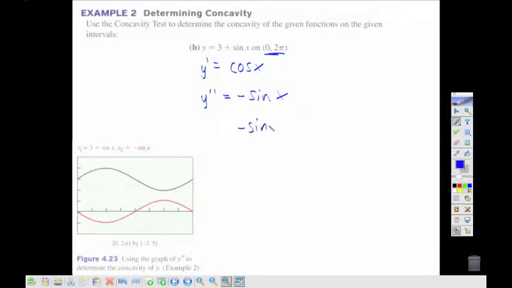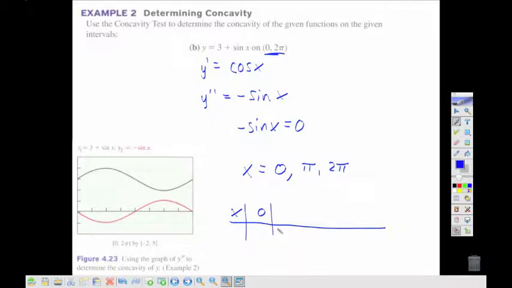To find the concavity, let's set this equal to 0. Now on the interval from 0 to 2 pi, the sine of x is going to be equal to 0 at 0, pi, and 2 pi. So if we want to find out where it's concave up or down, we're going to consider the values of x at our starting point of 0, our ending point of 2 pi, and then this point in the middle, pi. Those all give us values of 0, so those are the only places where we could get a change in direction.